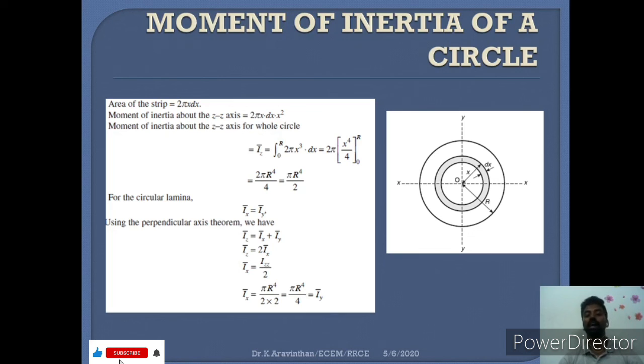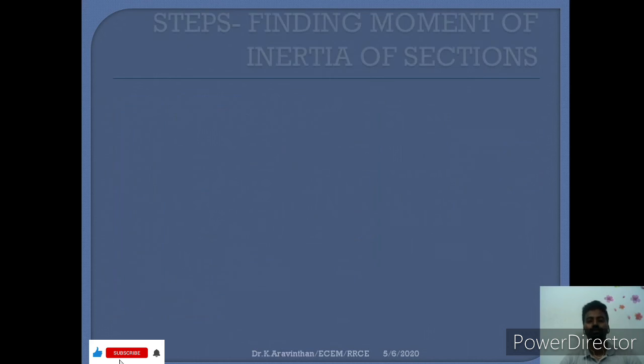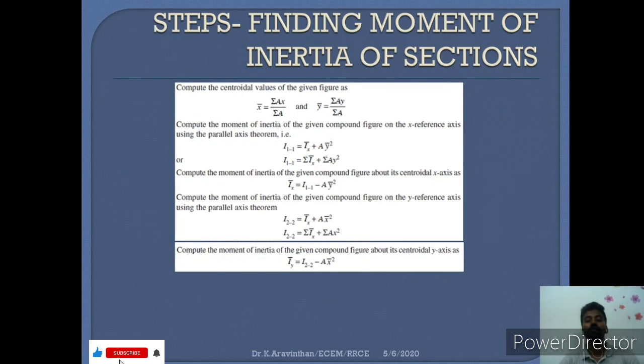Note here that these three are very important concepts of moment of inertia for three basic shapes. If you know the three basic shapes, that is rectangle, triangle and a circle, you can find the moment of inertia of most of the complicated shapes. If you know the moment of inertia formula, you can easily find the moment of inertia of a complicated shape. Right now we have discussed the steps for finding the moment of inertia of simple shapes.